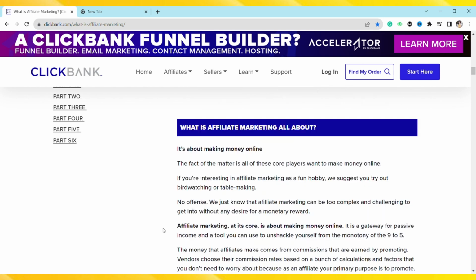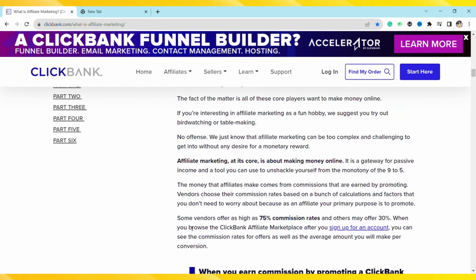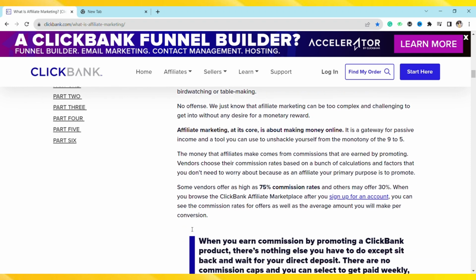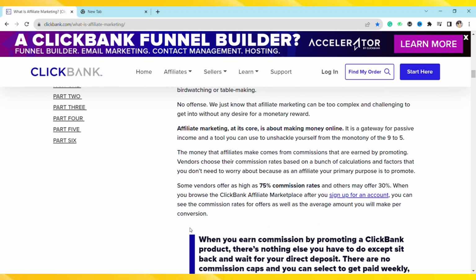Affiliate marketing at its core is about making money online. It is a gateway for passive income and a tool you can use to unshackle yourself from the monotony of a 9 to 5 job. The money that affiliates make comes from the commissions earned by promoting. Vendors choose their commission rates based on a bunch of calculations and factors. Some vendors offer as high as a 75% commission rate and others maybe 30%.